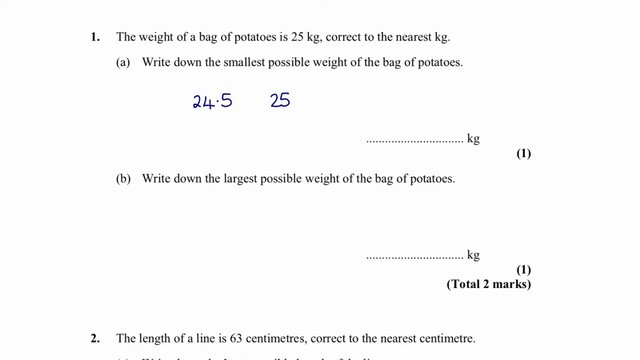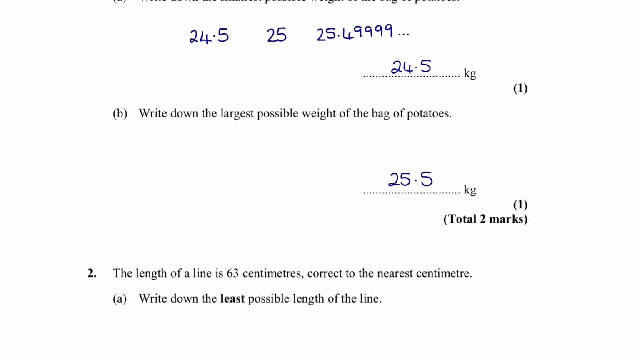And the biggest it could have been would have been 25.4999, and go on with those nines for as long as you like, okay? But we have to round that to 25.5. So the smallest possible weight of the bag of potatoes is 24.5 kilos, and the largest possible weight of the bag of potatoes is 25.5 kilos.